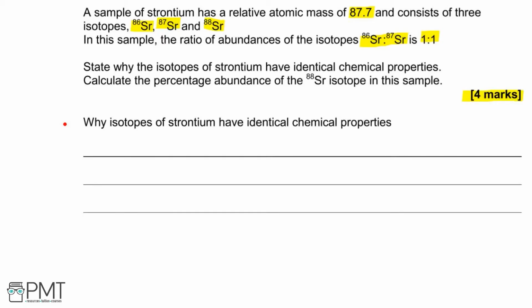So the reason isotopes of strontium all have the same chemical properties is the same as the reason that isotopes of any element all have the same chemical properties, and that is that isotopes only differ in the number of neutrons. They all have the same electron structure, or electron configuration, and it's this electron configuration that determines the chemical properties of an atom. So as all the isotopes of strontium have the same electron configuration, they all have the same chemical properties.